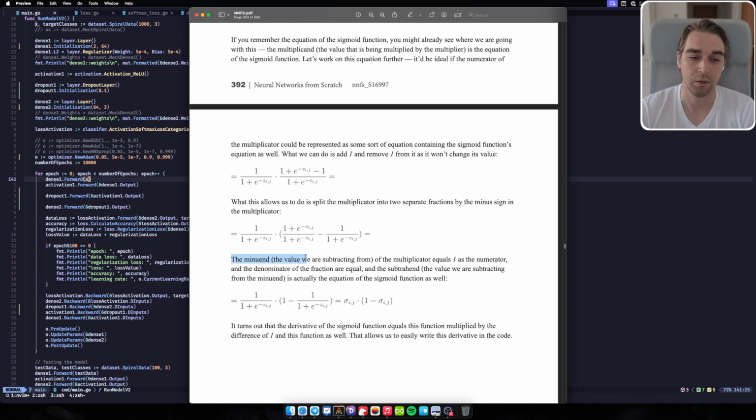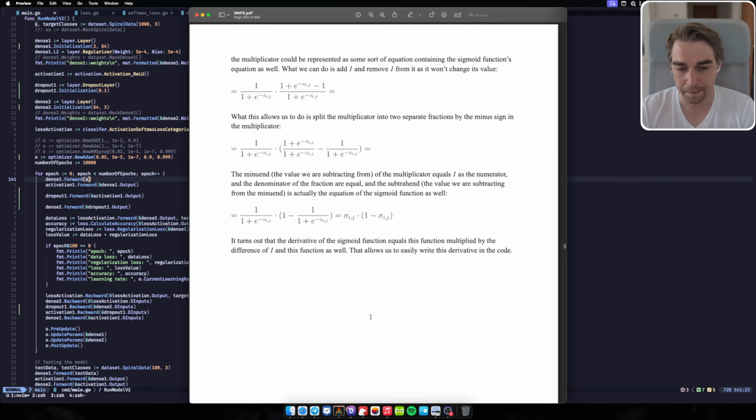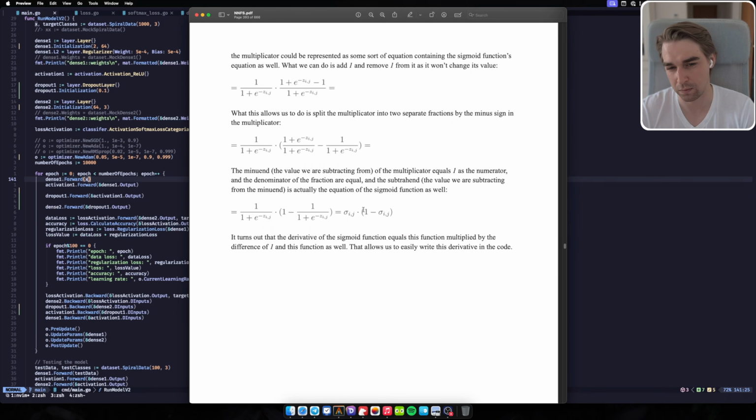Then we know the value we are subtracting, the multiplicator, equals 1, as the numerator and the denominator of the fraction are equal. And the subtrahend, the value we are subtracting from, is actually the equation of the sigmoid function as well. So yes, we have the sigmoid value. It turns out the derivative of the sigmoid function equals this function multiplied by the difference of 1 and this function as well. This allows us to easily write the derivative of the code.